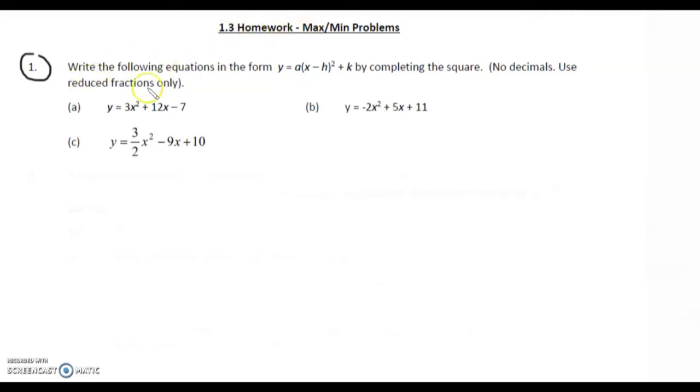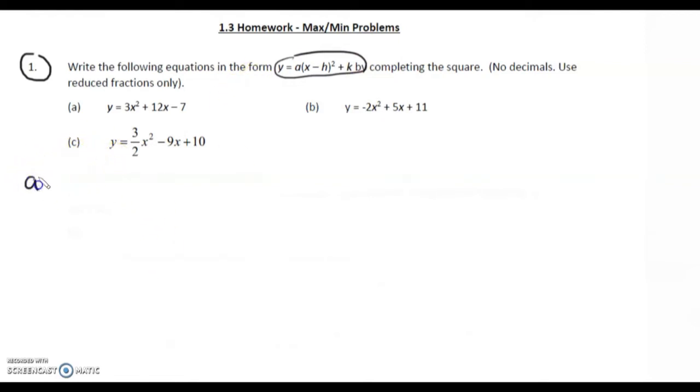1.3 homework, max min problems. So we're going to take number 1 and write the following equations in vertex form, by completing the square. And we're not going to use decimals. We're going to use reduced fractions. That's going to apply to, I believe, B and C.